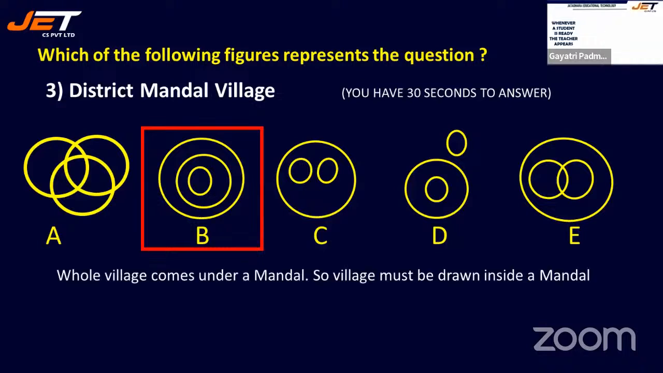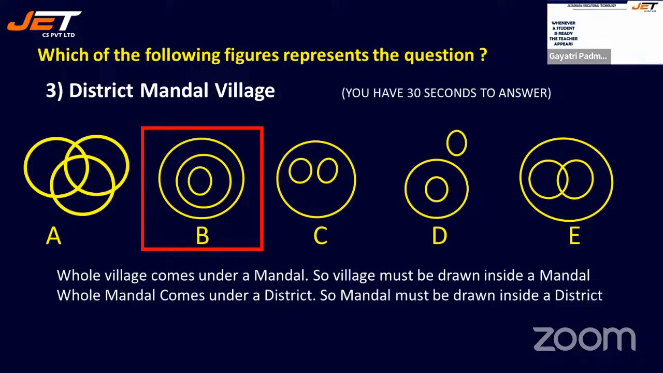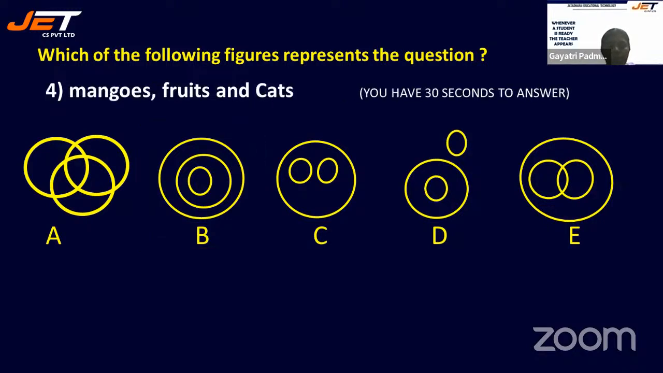Yes, option B is the correct one because whole village comes under a mandal. So village must be drawn inside a mandal. Whole mandal comes under a district, right? So first village comes under the mandal, and mandal comes under the district. So mandal must be drawn inside the district. That is why one small circle is drawn inside the circle, that is, village is drawn inside the mandal, and that circle is drawn inside the district because the mandal comes under the district.